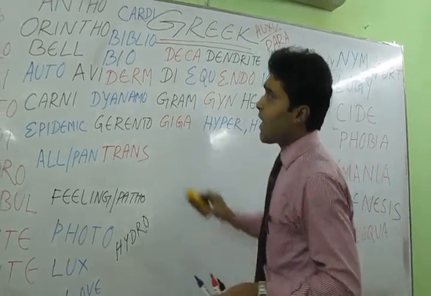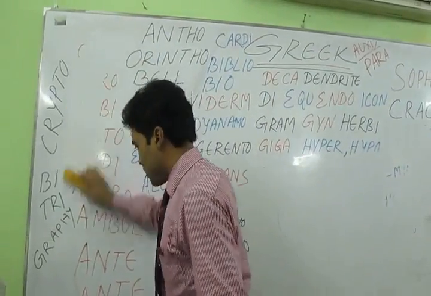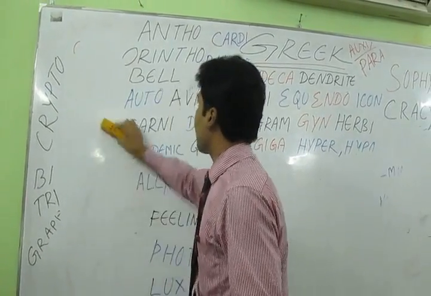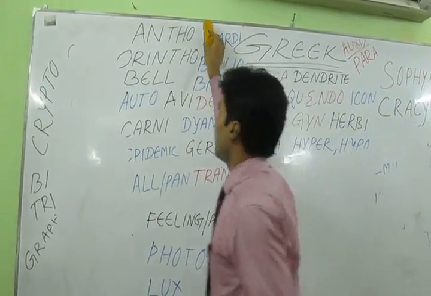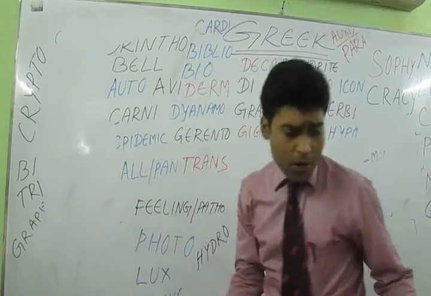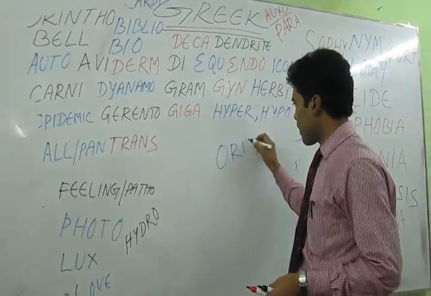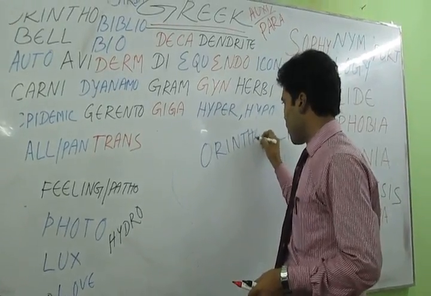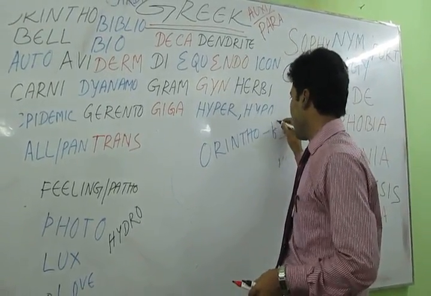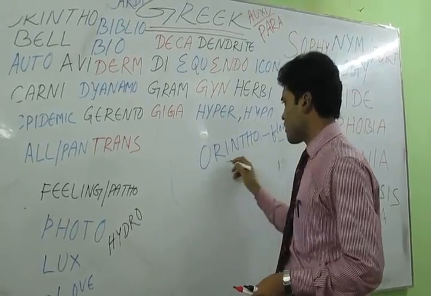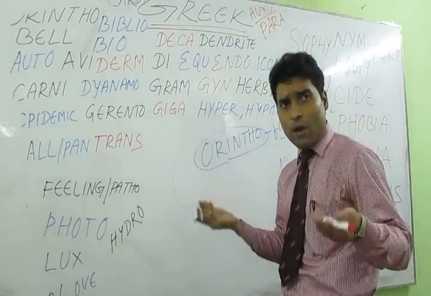Anyway, now shall I wipe this out? Let me wipe it out. This is complete. Another is antho, which I have already completed. And ornitho means flower. O-R-I-N-T-H-O. Ornitho actually means flower. That is also ornithology, meaning study of flower.